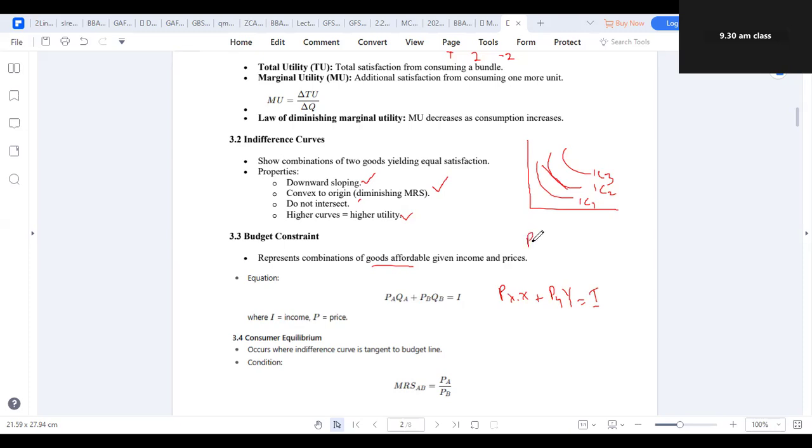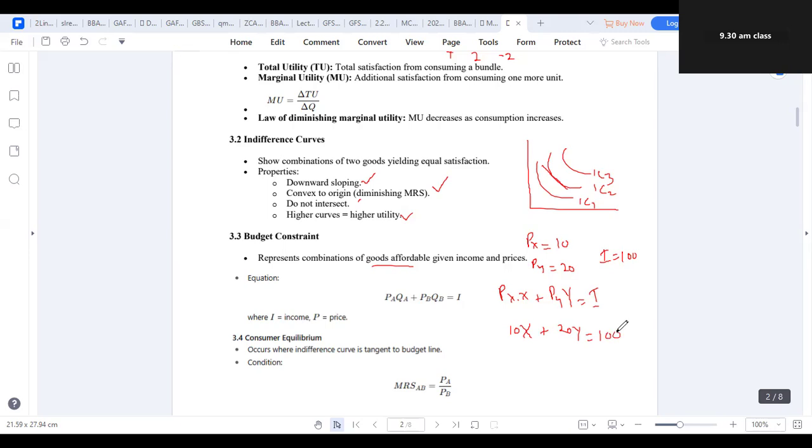Suppose the price of good X is 10 kwacha, and the price of good Y is 20 kwacha, and the income is 100 kwacha. So what becomes the budget line? We substitute in this budget. Where there is price of X, you put 10X. The X remains as it is. Where there is price of Y, you put what? 20Y. And here you put 100.